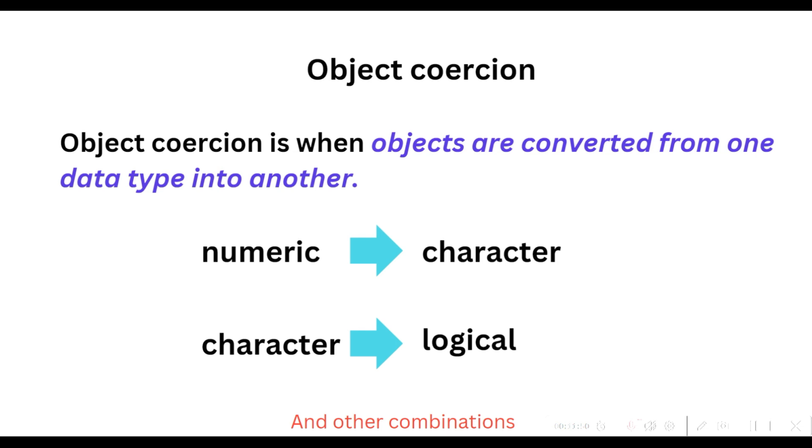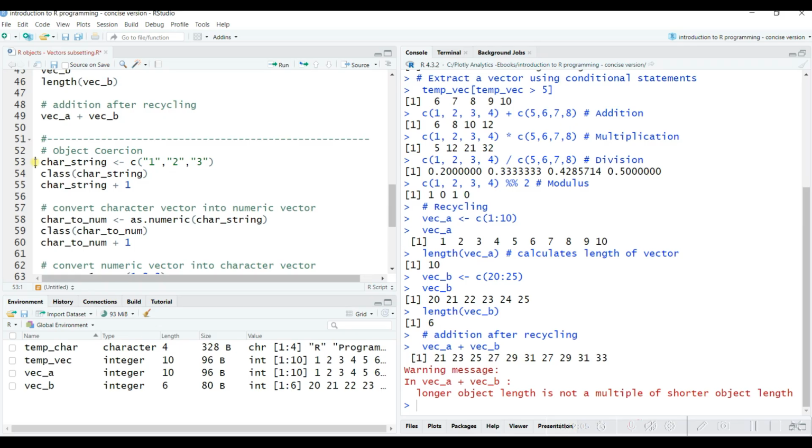Now let's go to the last topic of this video, object coercion. Object coercion is when objects are converted from one data type into another. Have a look at this vector. This is a character vector. Even though the numbers are there, they are written inside double quotes. So R will treat these numbers as characters.